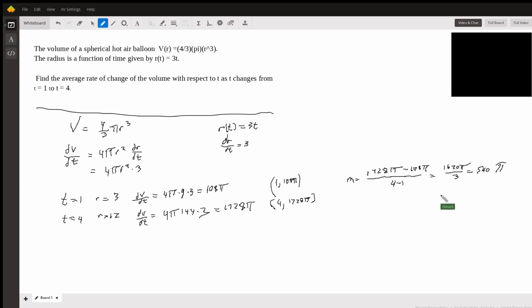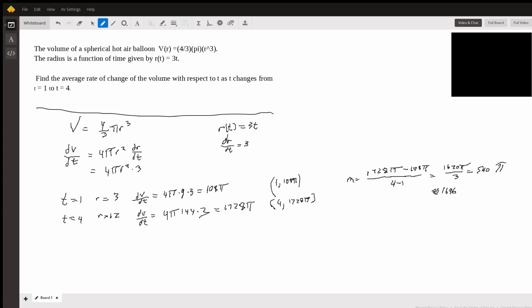If we wanted to get rid of the pi, we can put it in decimal. It's going to be approximately 1696. So the volume is changing, let's say we're measuring the radius in inches, so the volume would be changing 1696 cubic inches per second on average between time 1 second and time 4 seconds. And that would be the answer with units, and you should be using units here.